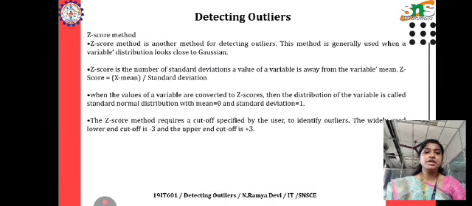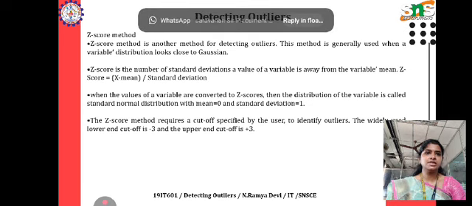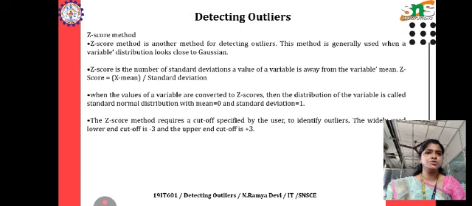And also we can use the z-score method. The z-score method is another method for detecting outliers. This method is generally used when a variable's distribution looks close to Gaussian. The z-score is the number of standard deviations a value of a variable is away from the variable's mean: z-score equals (x minus mean) divided by the standard deviation. When the values of a variable are converted to z-scores, the distribution of the variable is called the standard normal distribution, with mean equal to 0 and standard deviation equal to 1.